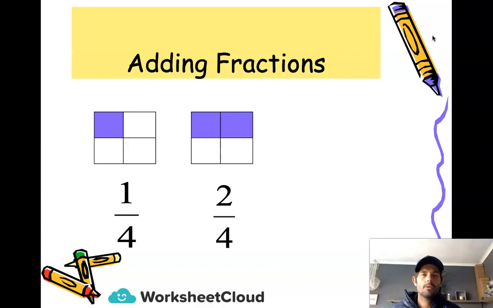The first square has got 1 of the 4 quarters shaded in, so 1 over 4. And the second square has 2 of the 4 quarters shaded, so 2 over 4. So when I want to add fractions with the same denominator, I just add the numerators, 1 plus 2 together, and I get an answer of 3 over 4.